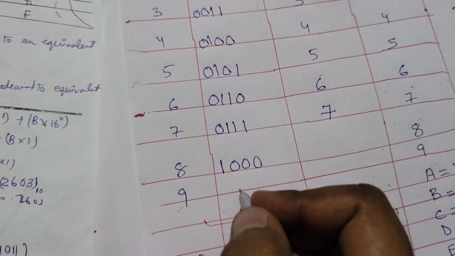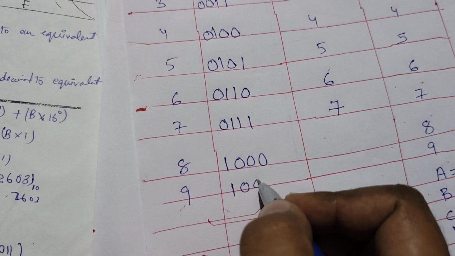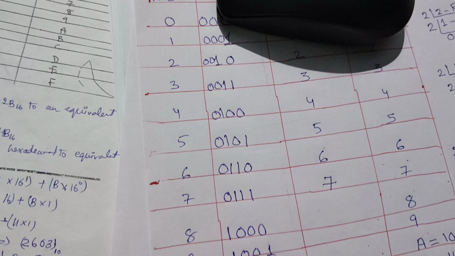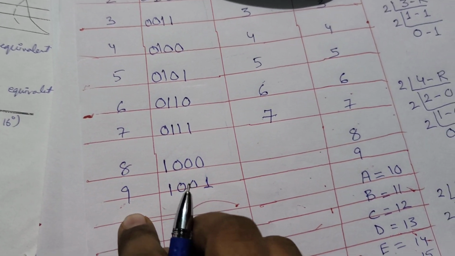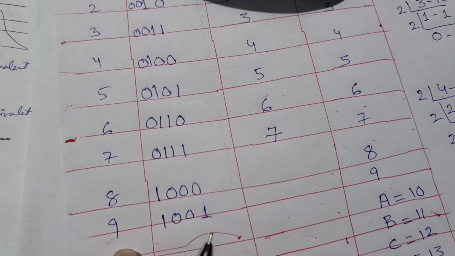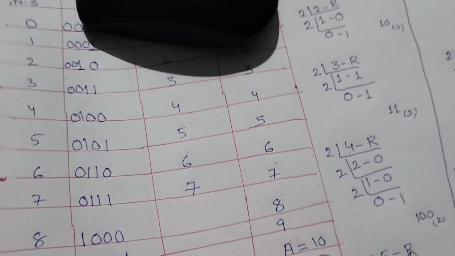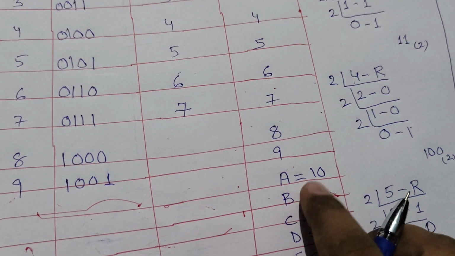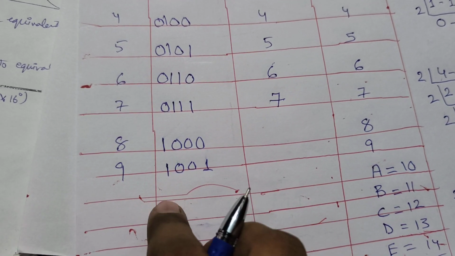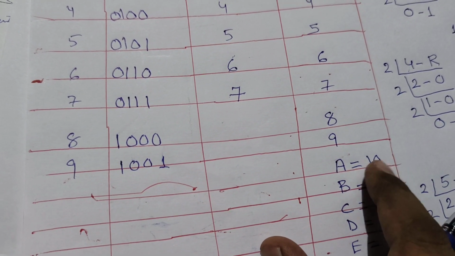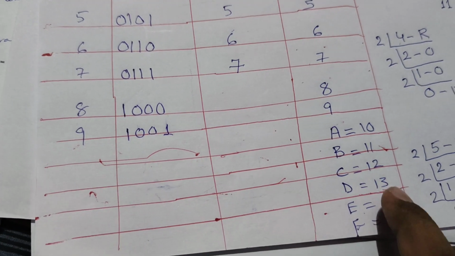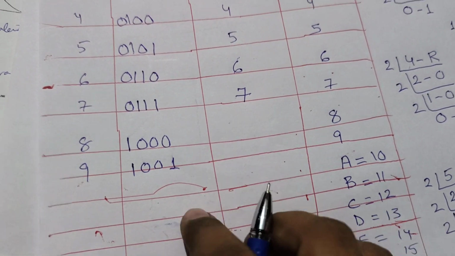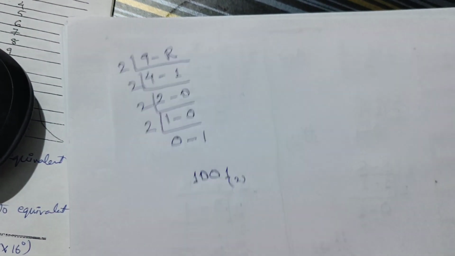1 0 0 1. In decimal number system we have numbers up to 9. So here when we write hexadecimal, A is equal to 10. So in binary number system also we have to get the values of 10, 11, 12, 13, 14 and 15. Okay. So here we will find the value of 10 in binary number system.